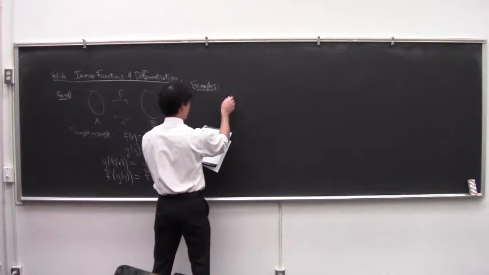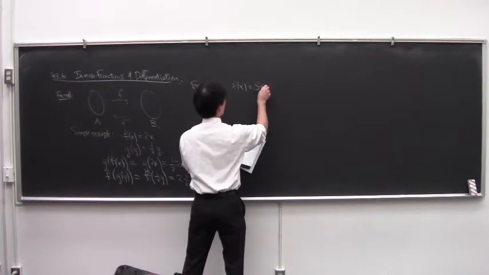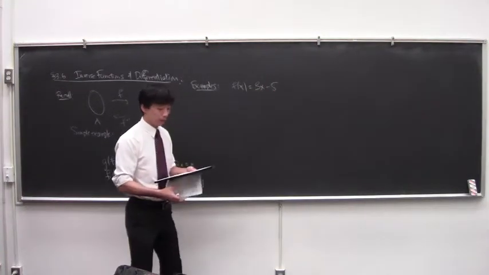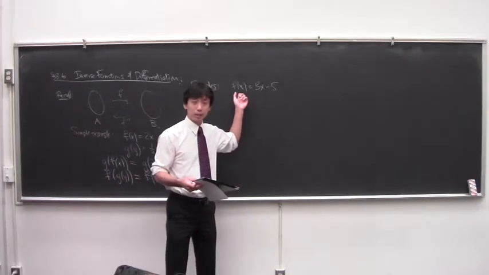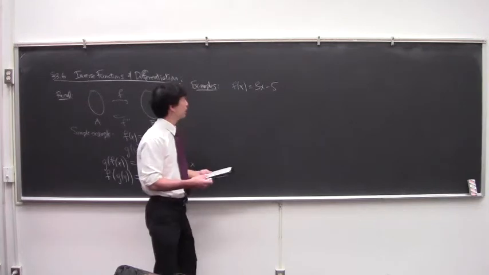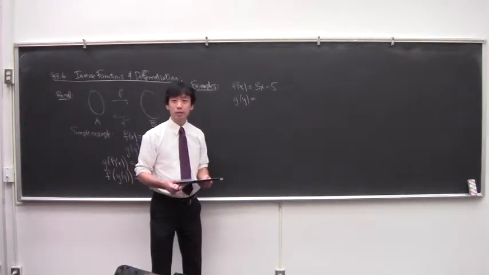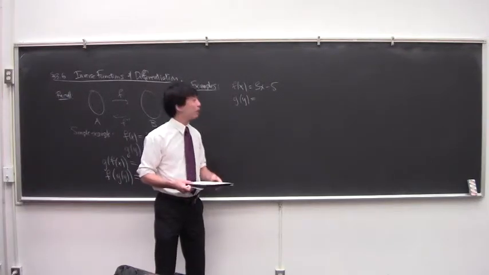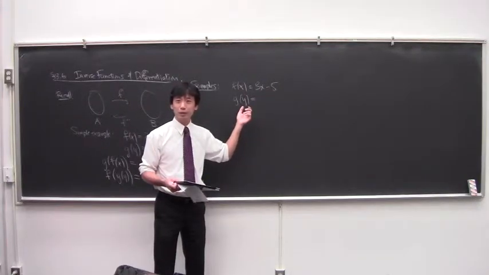So first, say f of x is 3x minus 5. So this function takes in an input and says, okay, I'm going to triple it, and then I'm going to subtract 5 from that. So what's the inverse function going to be? How would you get back if somebody gave you something that had been tripled and had 5 subtracted from it? How would you return to the original?